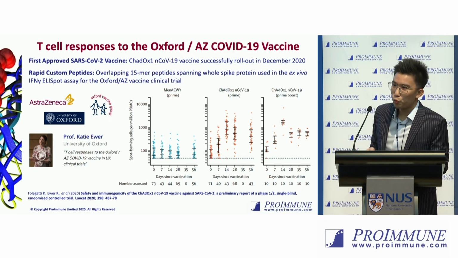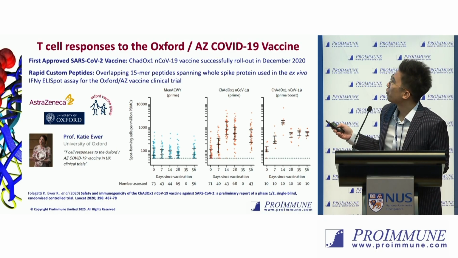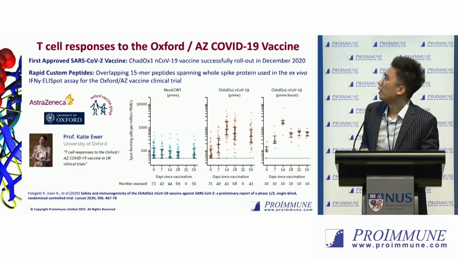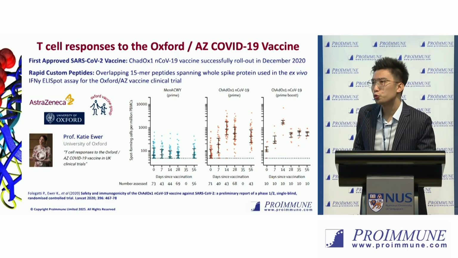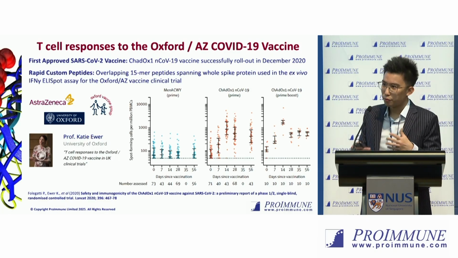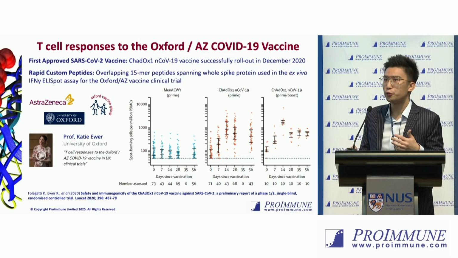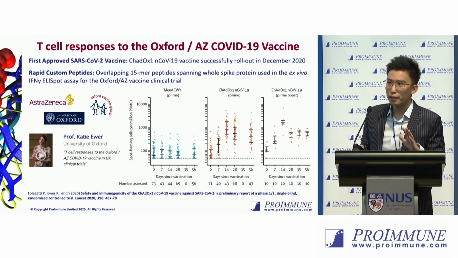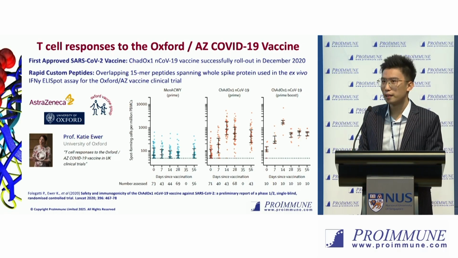How we supported them was that we provided overlapping 50-mer peptides spanning the whole spike protein, used in the ex vivo interferon gamma ELISpot assay for the Oxford AstraZeneca vaccine clinical trial. So through the interaction and collaboration with the research group, we were able to provide the reagents in really record time so that they could do a critical vaccine evaluation at that point in time. Especially during the pandemic, everything was quite timeline critical.